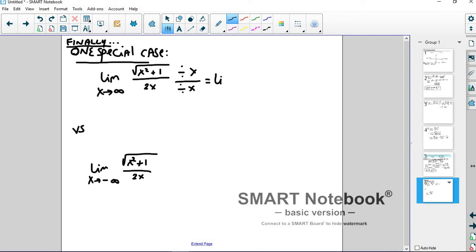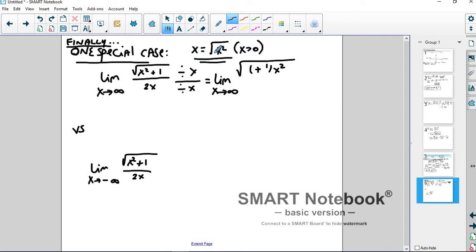Well, that's fine, except that x can't go underneath the square root. But remember what x is. If x is positive, x is the same as the square root of x squared. So on the bottom, I'm going to divide by x, but on the top, I'm going to divide by x squared underneath the square root. And so I get square root of 1 plus 1 over x squared.